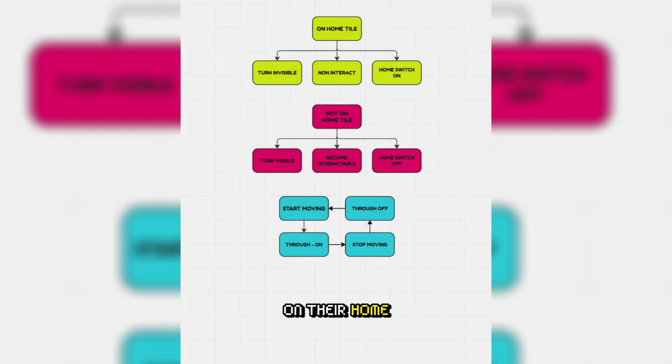So when they're on their home tile, they turn invisible, you can't interact with them, and their home switch is on, simulating entering the door, and then when they leave their home tile, it does the opposite. They turn visible, interactable, and the home switch is off. While moving, they also have the through mode on, so that nothing can accidentally stop their route and then mess with their routine.